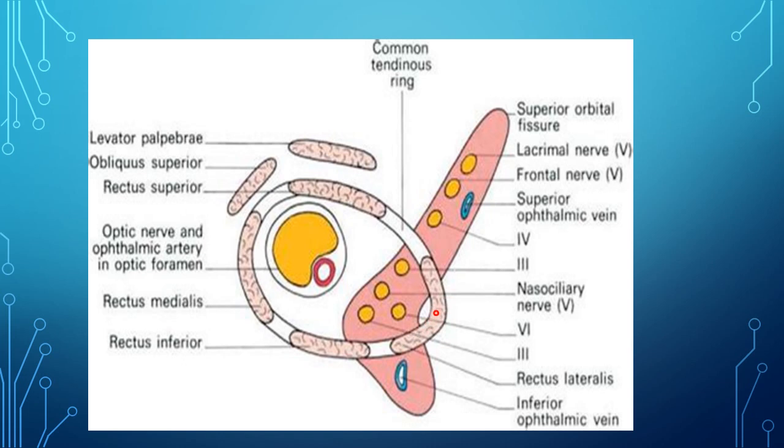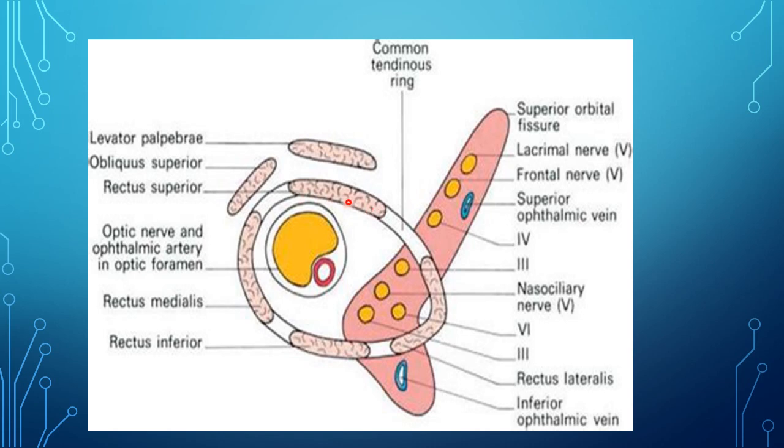This ring is a fibrous tissue. It is made up of fibrous tissue surrounding the optic nerve. This is the optic nerve. This fibrous tissue surrounds the optic nerve at the apex of the orbit. And it is from this fibrous tissue that 6 of the 7 extraocular muscles take a common origin. There are 7 extraocular muscles, of which 6 of them take a common origin from the common annular tendon of Zinn. So which are the muscles?